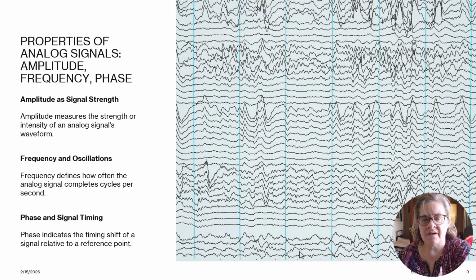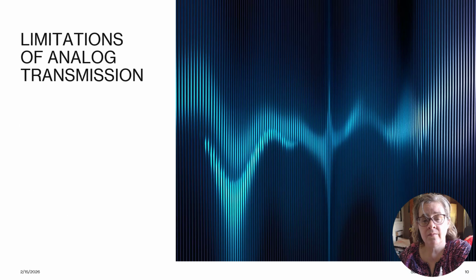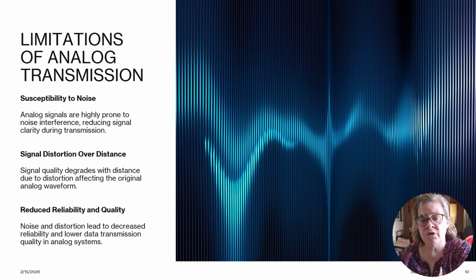Amplitude represents the signal strength. Frequency is how often the signal oscillates, and phase indicates signal timing relative to a reference, all vital for understanding analog signals. So phase is the timing shift of a signal relative to a reference point, and frequency is how often the analog signal completes a cycle per second. Analog signals are susceptible to noise and distortion over distances, which can degrade the quality and reliability in data transmission. This is definitely a problem.